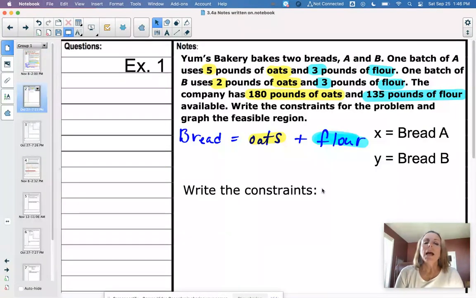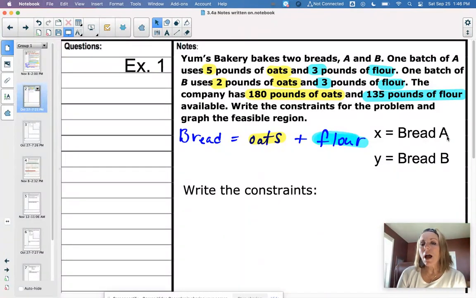Example 1. Yum's Bakery bakes 2 breads, A and B. One batch of A uses 5 pounds of oats and 3 pounds of flour. One batch of B uses 2 pounds of oats and 3 pounds of flour. The company has 180 pounds of oats and 135 pounds of flour available. Write the constraints for the problem and graph the feasible region.